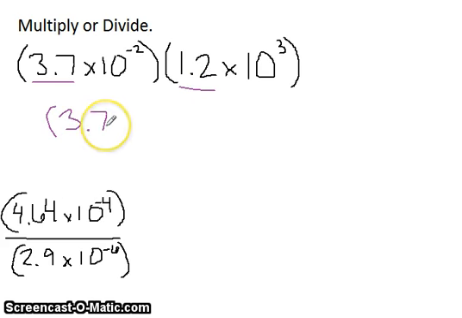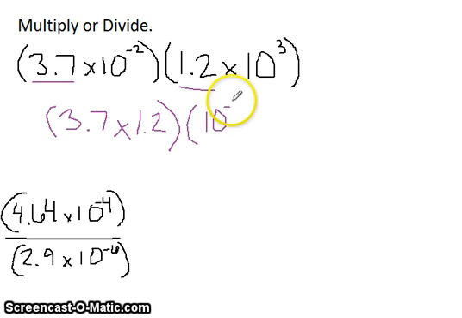So remember, whenever we're working with multiplication, we can regroup them however we like, because no matter what order we change them around, we're still following the multiplication. So we're just really using an associative and commutative property here. So it's going to be 3.7 times 1.2, and then I'm going to regroup the powers of 10 together. So it's going to be 10 to the negative second times 10 to the third power.